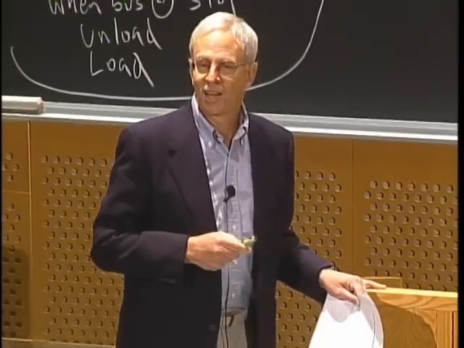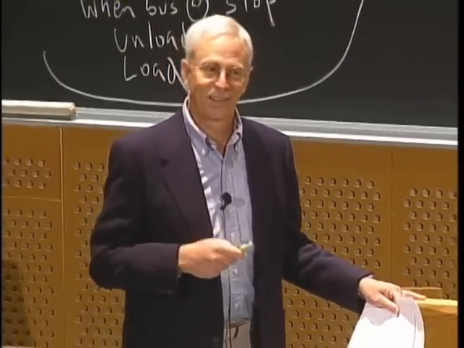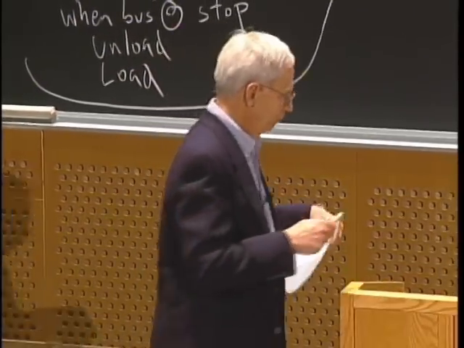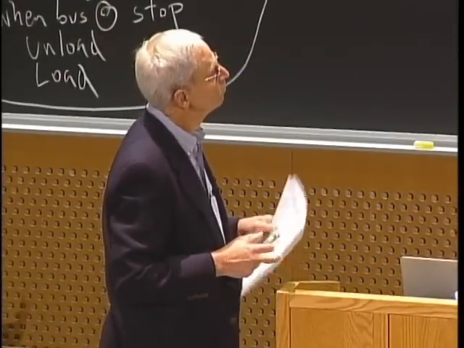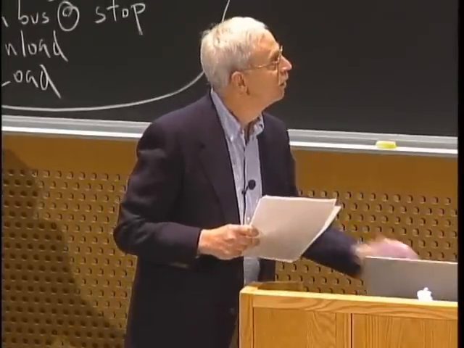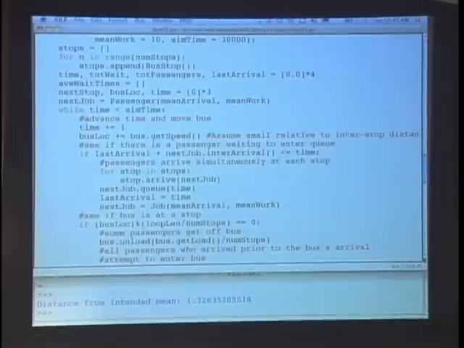I apologize for leaving the comments out of your handouts, but I couldn't squeeze it onto the page with the comments. Whoops. Then here's the interesting piece. So we do this. We're just having passengers arrive based upon the characteristics of jobs. See if the bus is at a stop. If the bus location divided by the interstop distance is equal to 0, so it's actually at a stop, I'll do my unloading, etc.